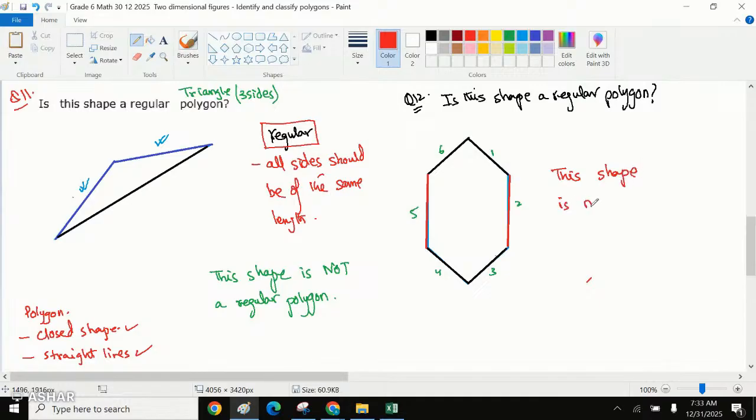is not a regular polygon. In place of polygon, we will use the name for this. How many sides are there? There are 6 sides. A 6-sided shape is known as a hexagon. This shape is not a regular hexagon. So we identify this polygon and we give the name as well. We say this is not a regular hexagon, okay?